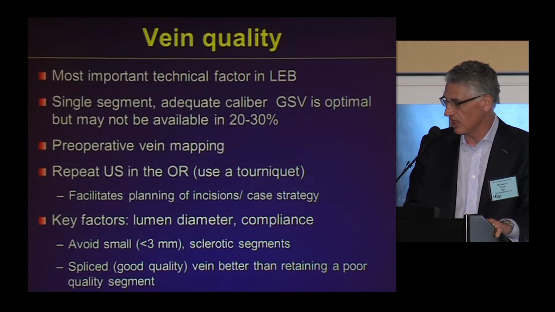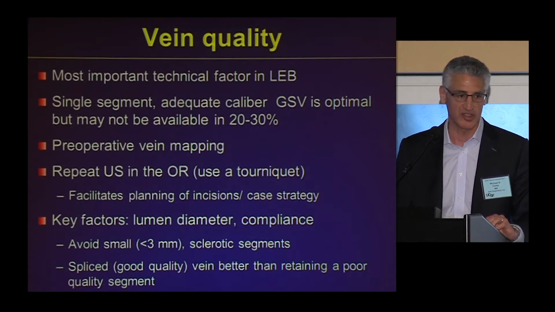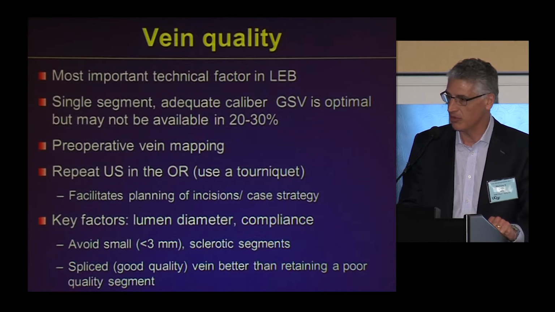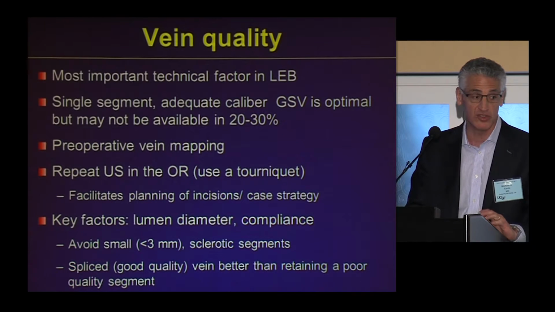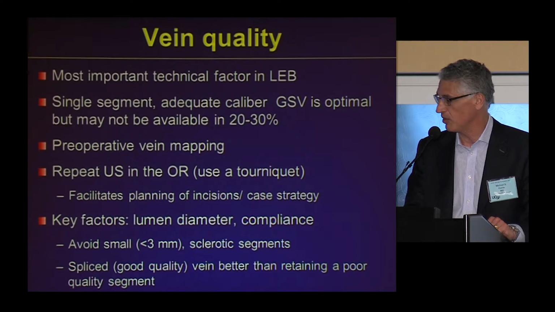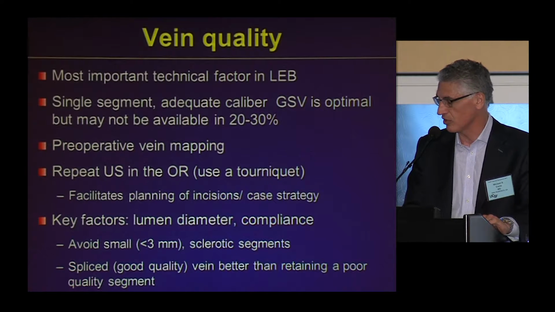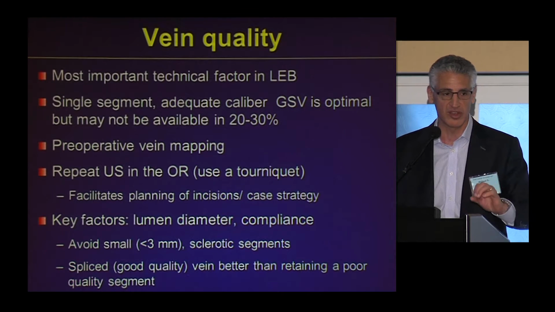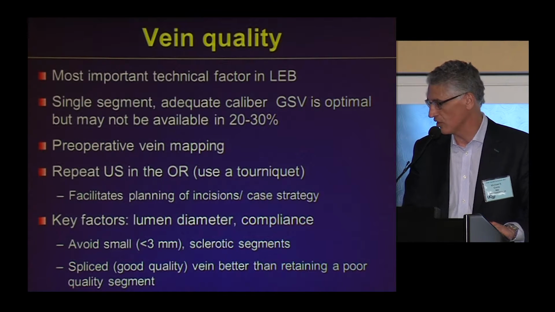Key factors, again, in terms of vein quality: I avoid anything that, with a tourniquet on, is less than 3 millimeters. Sometimes my ultrasound lab is not accurate. They may say it's 2.5, and it may be a perfectly usable vein, especially once I inspect it and dilate it in the operating room. Certainly want to avoid anything that looks sclerotic or has that double ring thickness on it, which is a sign of previous phlebitis or phlebosclerosis.